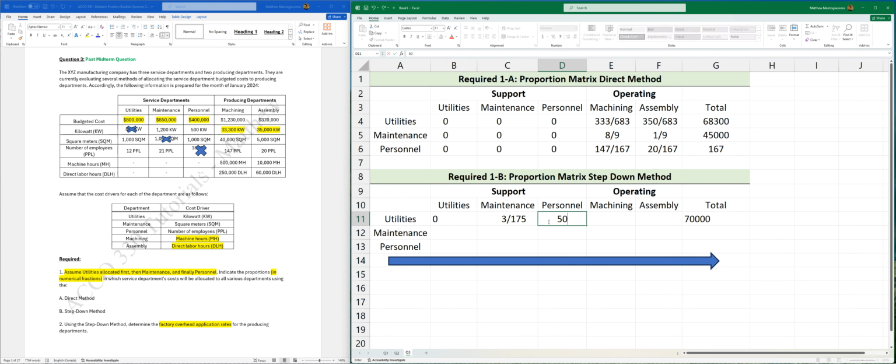Then we got 500, so equals 500 divided by this, 1 over 140. Okay. Then what do we have here? What's the next one? So equals machining. So we got 300 divided by this. And then last but not least, we got assembly, 35,000 divided by this. And just like that, guys, you are now good.